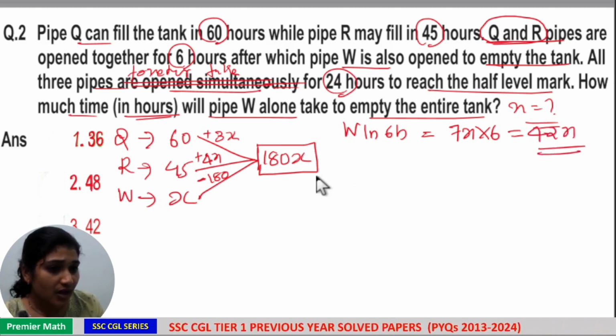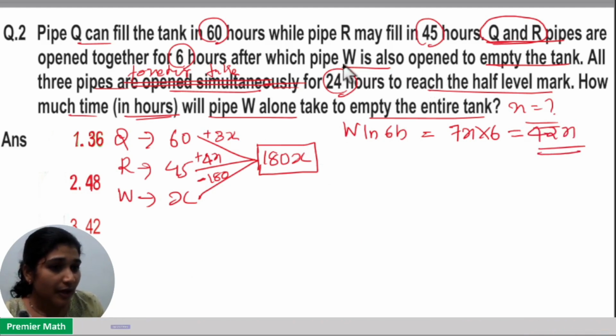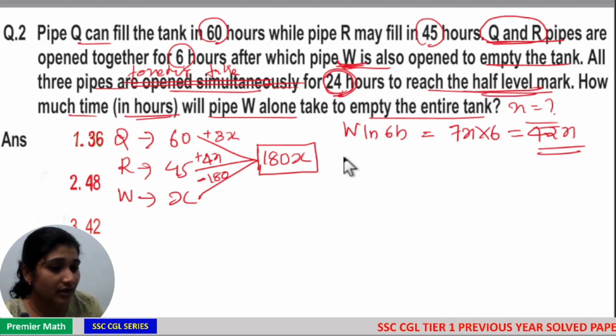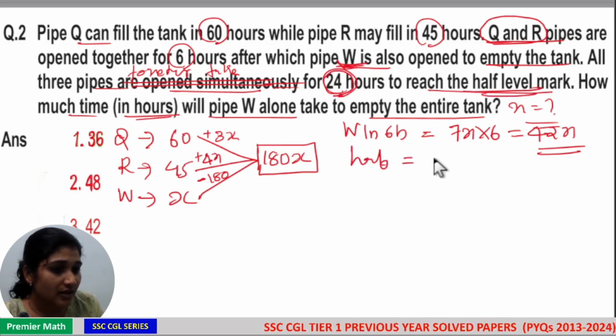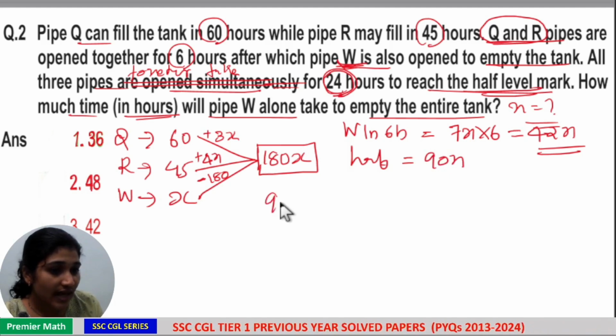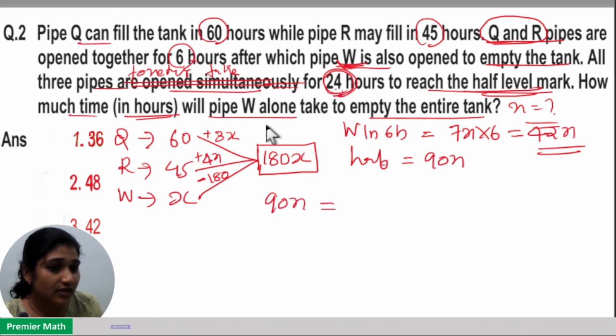Now after 6 hours pipe W opened and all these three together take 24 hours to reach half level mark. So half level means 90x. So this 90x is reached in 6 hours plus 24 hours.